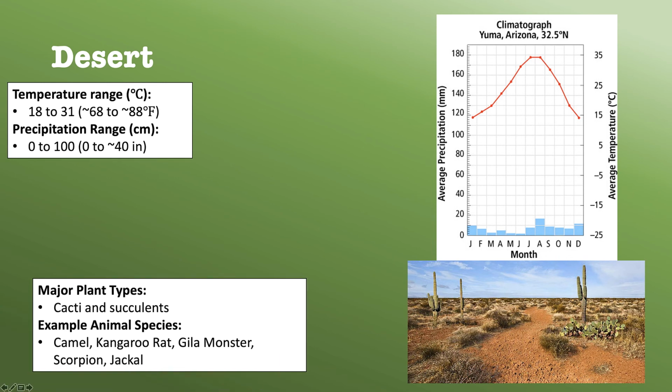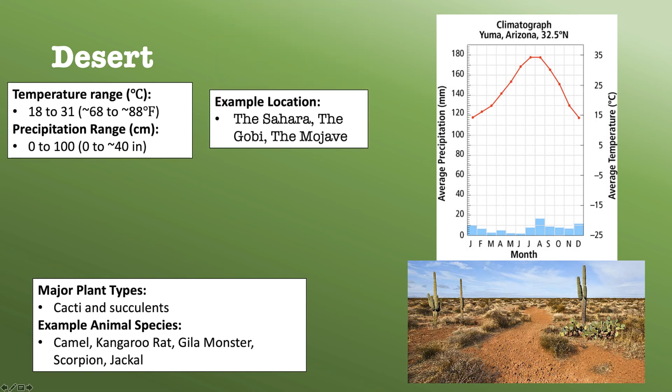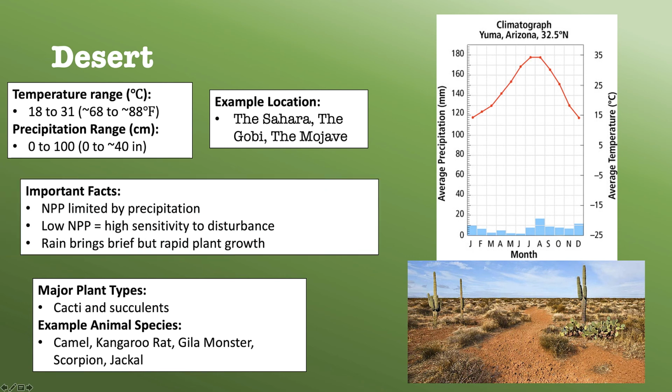We're looking at cacti, succulents, other plants that conserve water and deal with the high temperatures. We're also looking at animals like camel or kangaroo rat or Gila monster, scorpions, jackals, these kinds of species that, again, live in this arid kind of environment. The Sahara, the Gobi, the Mojave, these are all the big deserts that circle the globe. All similar characteristics. Now, limited rainfall, extreme temperature means very low net primary productivity, which means very little biodiversity.